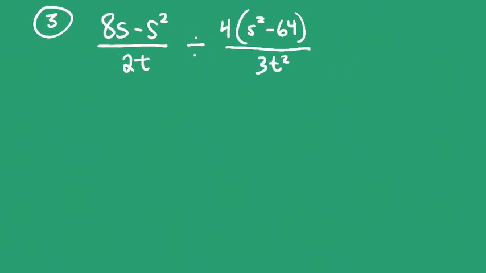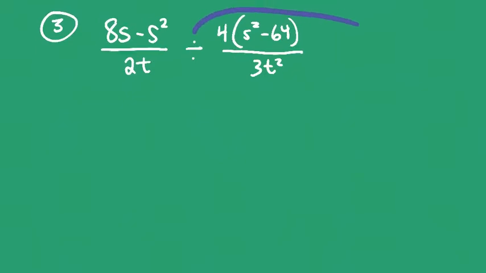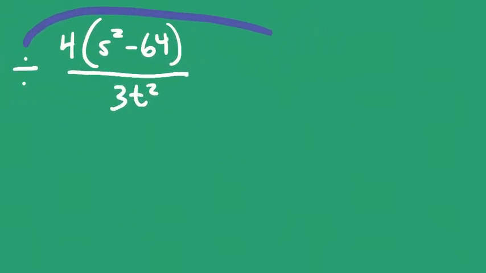Number 3, 8s minus s squared over 2t divided by 4 times s squared minus 64 over 3t squared. So a couple of things that came up before. We've got a division symbol, so make sure you're going to flip the second fraction and multiply.